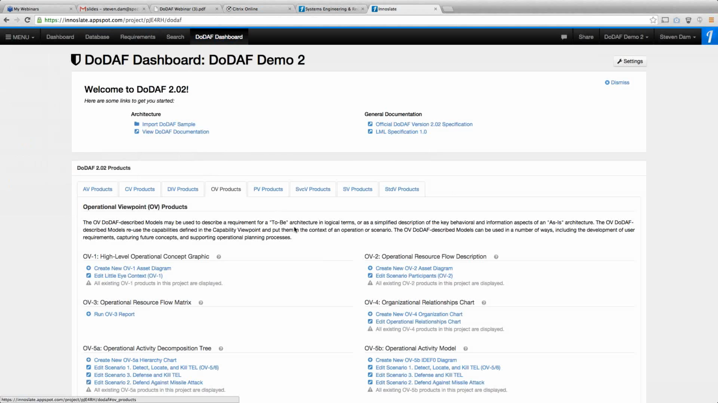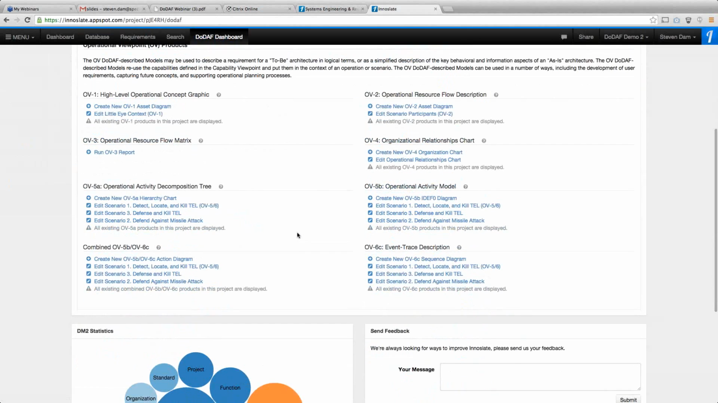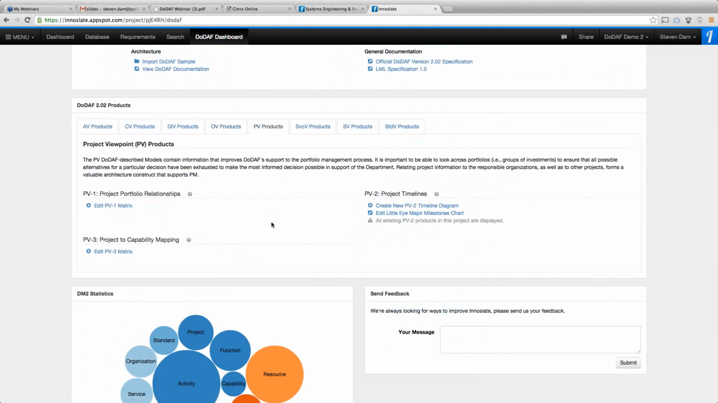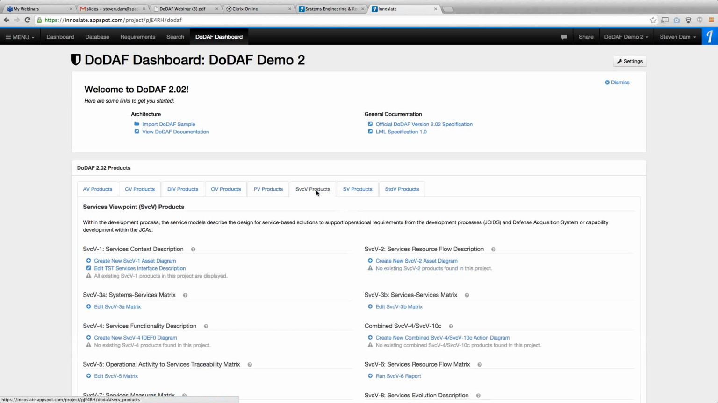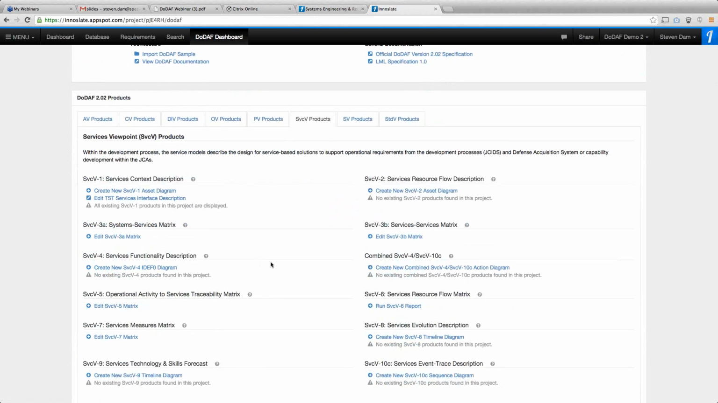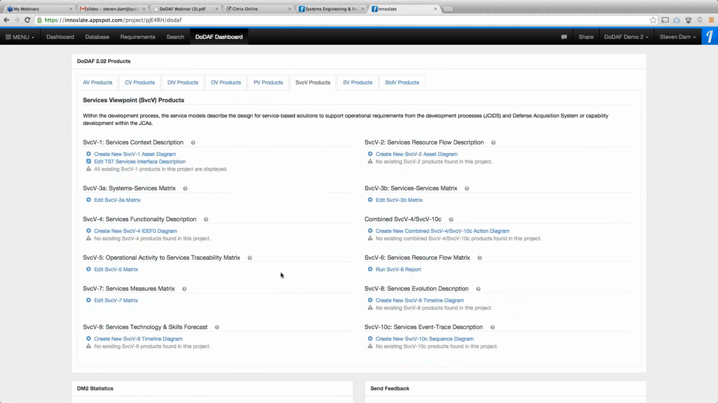Okay. Let's see. I want to make sure I leave time for questions here. DoDAF dashboard. Let's see if there are any other unique things. Project view. Various project views, timeline, matrix. Okay, there are matrices. Here's another timeline chart. Again, most of these things you've seen before, because once you've seen one, you see we're using the same technique over and over to help us understand and work with it. Many of the things like the services, remember I mentioned the services view 6 was a resource flow matrix. That's a report. You can execute that and get the services flow matrix.